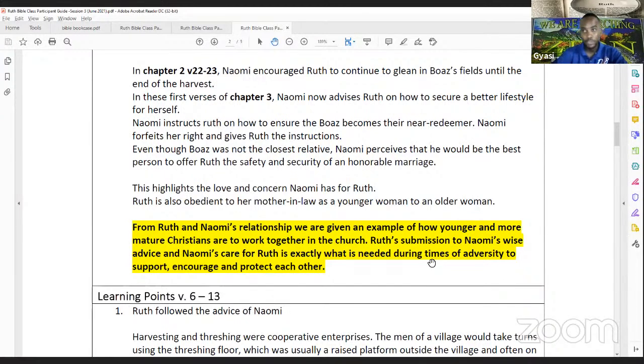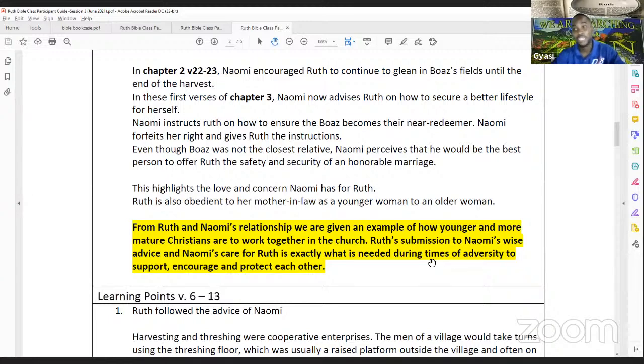In this example, we see an older woman and a younger woman, but the bond could be with a younger man and an older man, a younger woman and an older man, a younger man and an older woman, because it's all a bond of Christian love and fellowship. And these bonds are so vital during the time of adversity, because without those bonds, without that relationship, it's a bit more difficult for us to know when somebody is really in need.